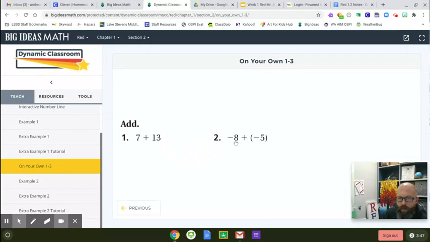Now we have negative 8 and negative 5. So remember, we're going to take the absolute values of both. Okay, so I have the absolute value of 5 and 8, add them together, and I get 13, and then I'm going to use the common sign, which is negative, so that would be negative 13. Negative 20 and negative 15, same thing. I'm going to take 20 and 15, add them together, and I get 35, but I need to keep my common sign here, which is negative 35.